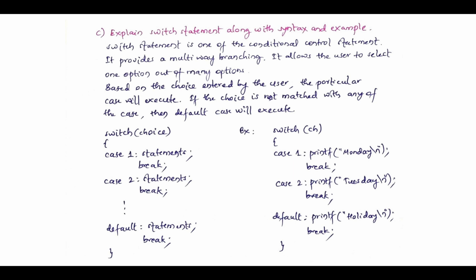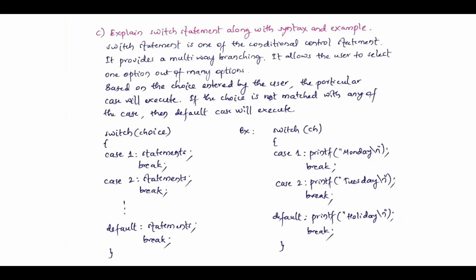Explain switch statement along with syntax and example. As you all know, switch statement is also one of the conditional control statements, which works as select. If you select any of the options, it will execute. It provides multi-way branching, which means it allows the user to select one option out of many options. Based on the choice entered by the user, the particular case will be executed. And if the choice entered is not matching with any of the cases, then the default case will be executed.